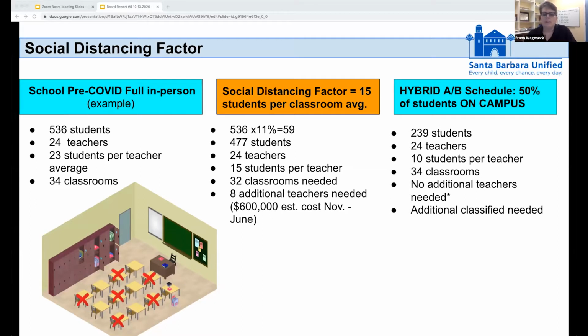So now that we're approaching the orange, we are still in the red, but we're approaching the orange. We need to get away from the idea of a set number in a classroom and determine how many students we can have in any given space. So a classroom, a gymnasium, a cafeteria, et cetera. So here's an example of one of our schools. In the first column on the left, we have an exemplary school pre-COVID. In that school, we had the ability to put about 23 students in a classroom.